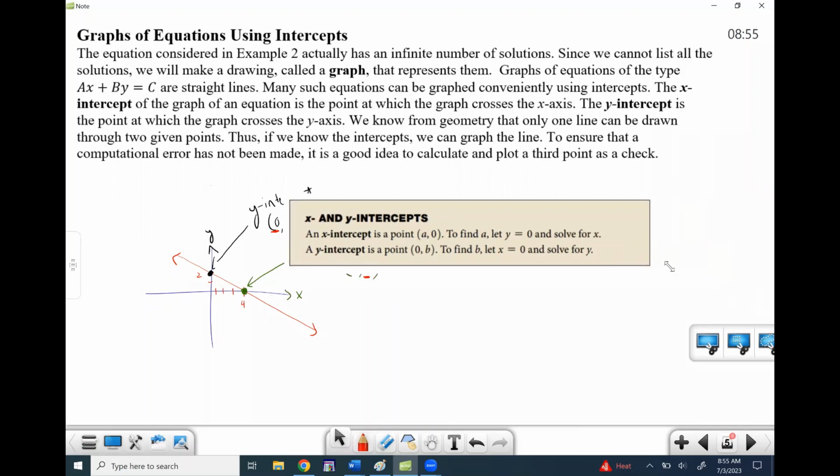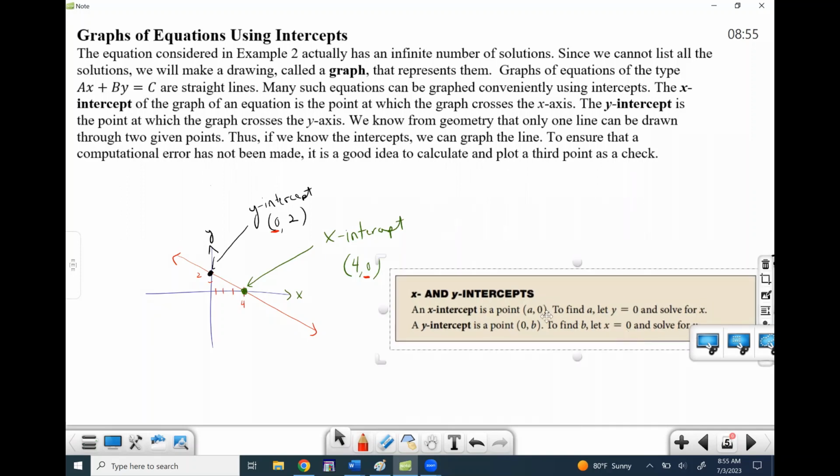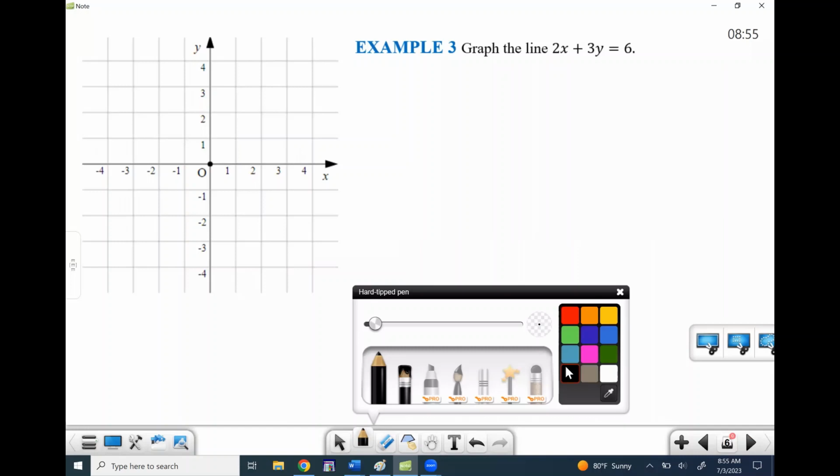That's what this slide is saying right here, or this little box, okay? It's saying an x-intercept is the point a comma 0. To find a, let y be 0. So for x-intercepts, let y be 0. For y-intercepts, let x be 0. And that makes complete sense given what we see here in this picture. Okay, so that's how we're going to graph, at least in this section. We'll come up with other ways of graphing, but for right now, that's what the text wants us to do.